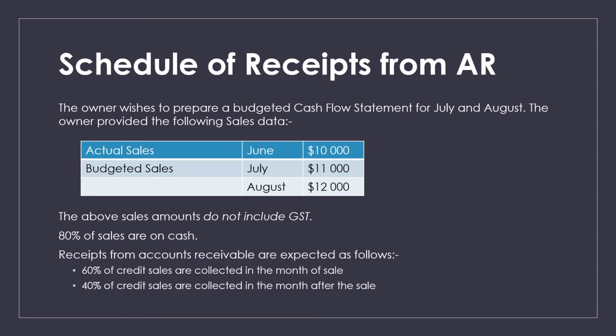Here, the owner wishes to prepare a budgeted cash flow statement for July and August. The owner provided the following sales data. We are told that the actual sales in June was $10,000, and the budgeted sales for July is $11,000 and August $12,000. The above sales amounts do not include GST. Also, 80% of the sales are on cash. Lastly, we are told that the receipts from the accounts receivable are expected as follows. 60% of the credit sales are collected in the month of sale, and 40% of the credit sales are collected in the month after the sale.